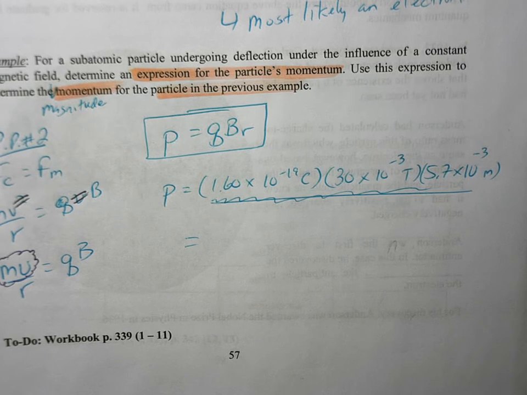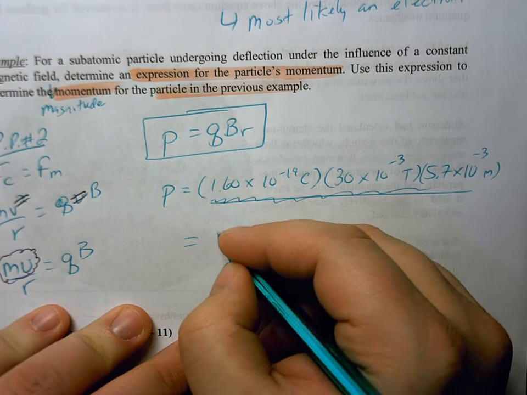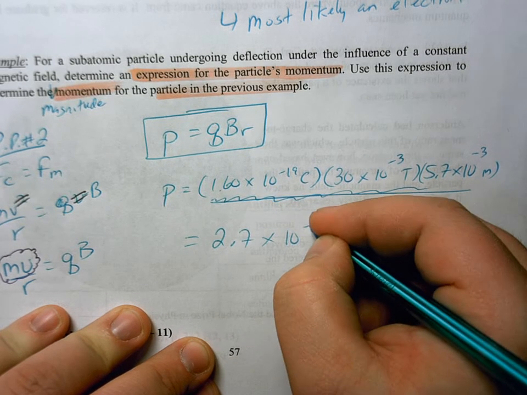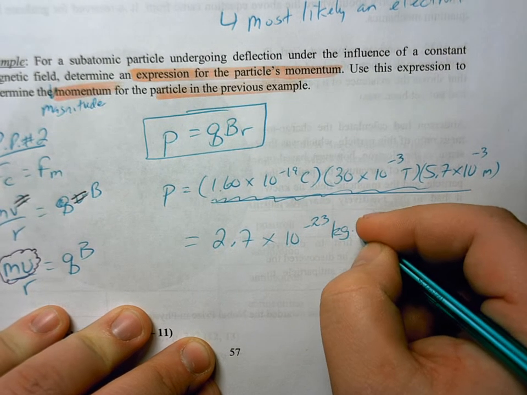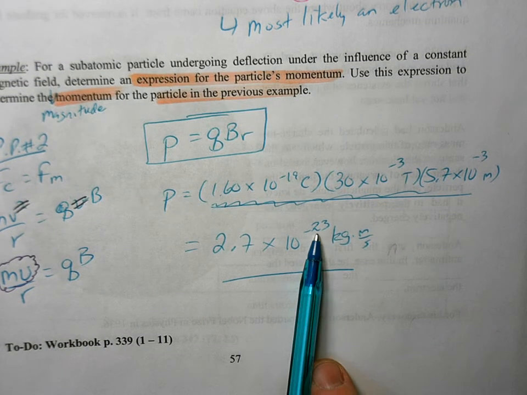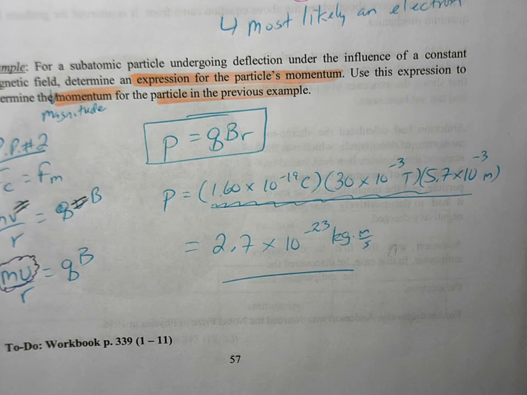Given that subatomic particles are very small, don't expect large momenta. Yeah, we'll get about 2.7 times 10 to the minus 23 kilogram meters per second. So yeah, it's quite small, the momentum, but again, we should expect that given that this is a subatomic particle.